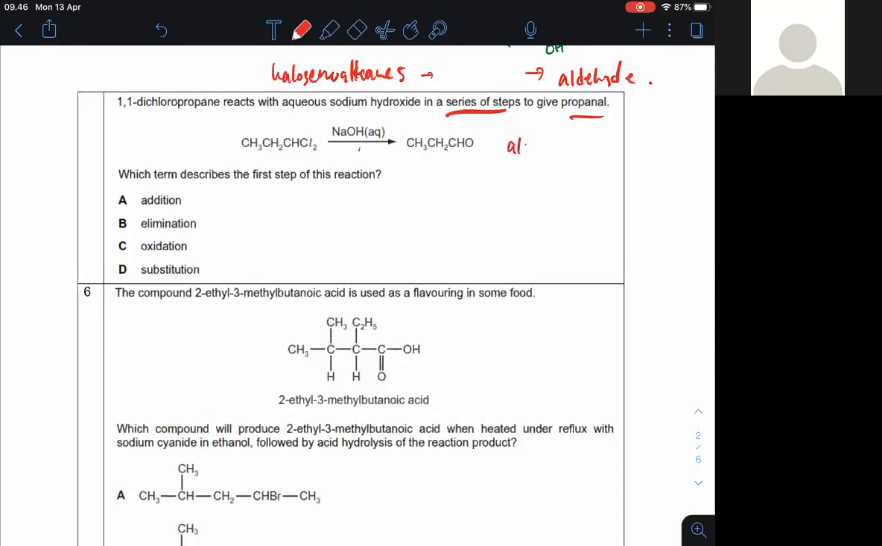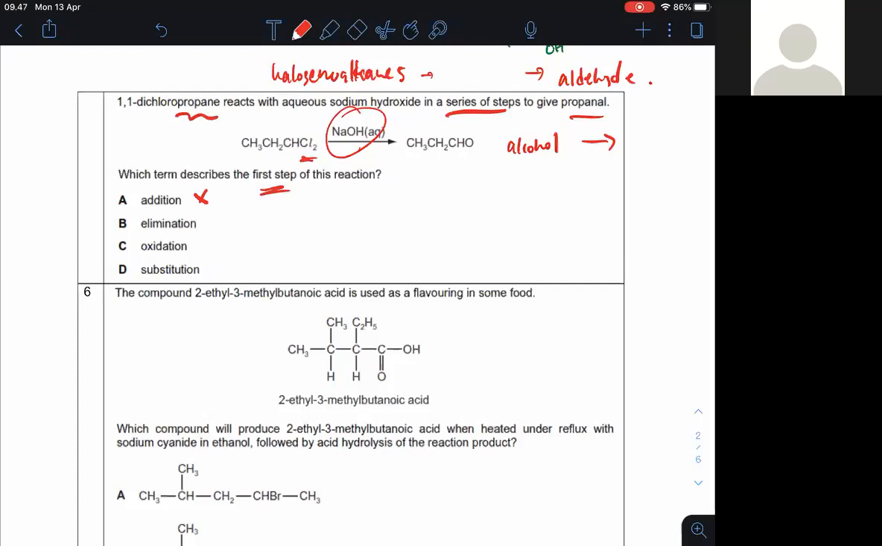And once you get the alcohol, next you just need to oxidize the alcohol to become the aldehyde. So generally here, I'm going to do some kind of substitution first, because that's the first step. When you react a halogenoalkane with sodium hydroxide, the first reaction is definitely not addition.